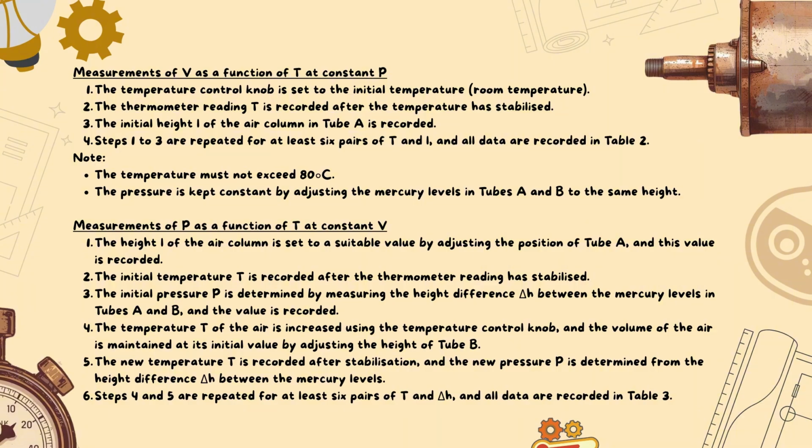The temperature of the air is increased using the temperature control knob. The volume of the air is maintained at its initial value by adjusting the height of the tube. The new temperature T is recorded after stabilization, and the new pressure is determined from the height difference Δh between the mercury levels. Steps 4 and 5 are repeated for at least 6 pairs of T and Δh, and all data are recorded in table 3.